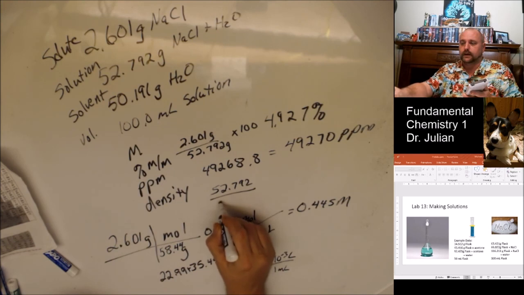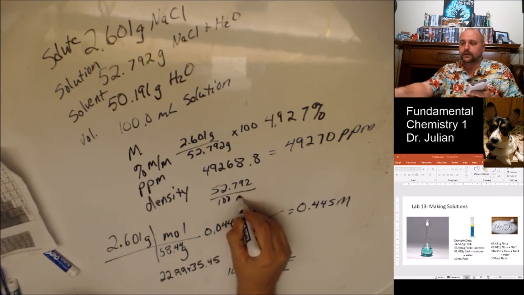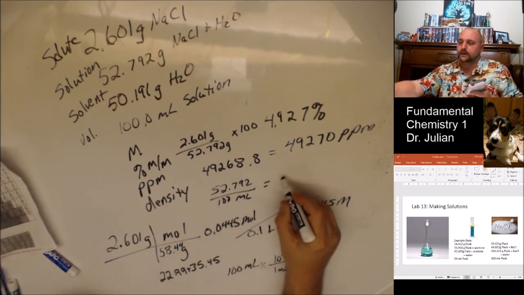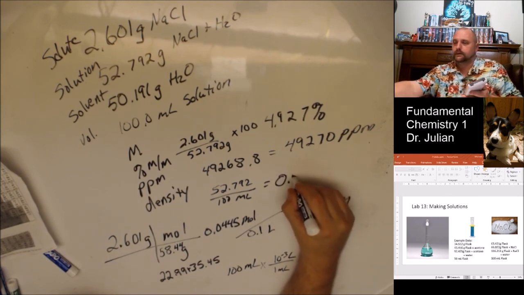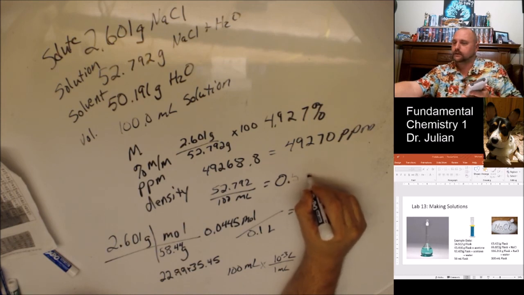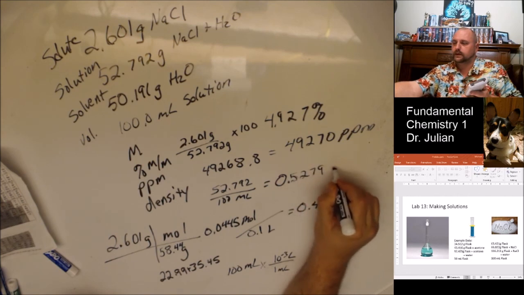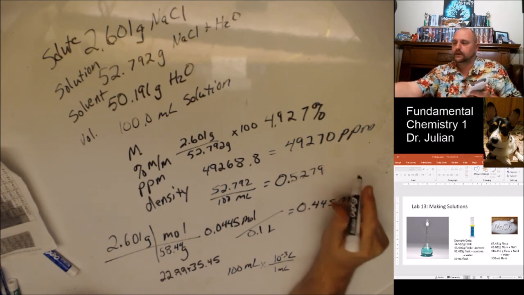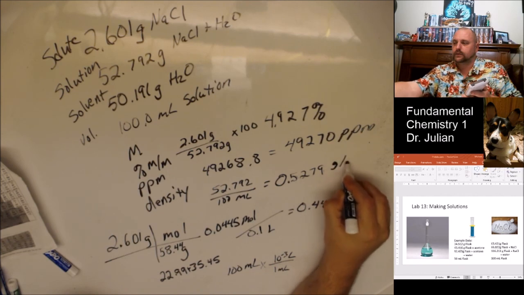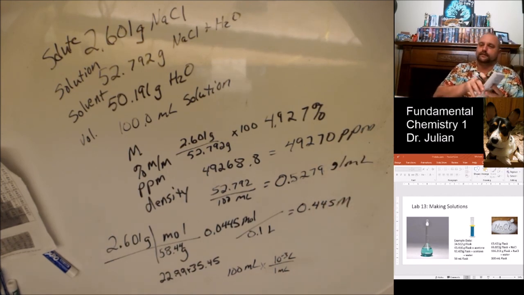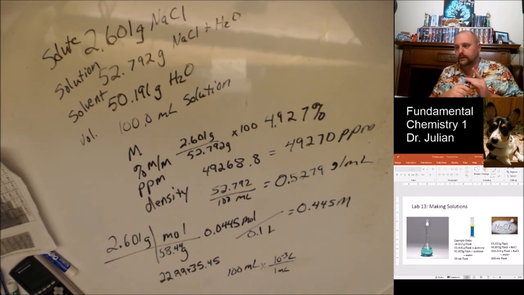That's fine. The density, then: the mass of the solution, 52.792, divided by the volume of the solution, which is 100 milliliters, and that's going to be 0.52792, with 4 sig figs, 0.5279 grams per milliliter. Whew.